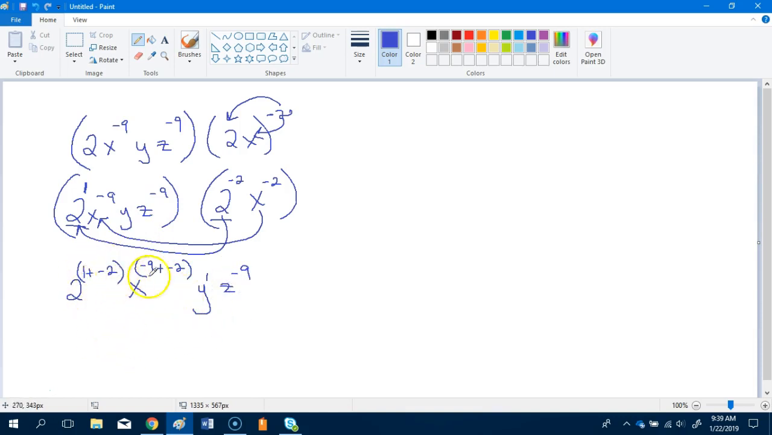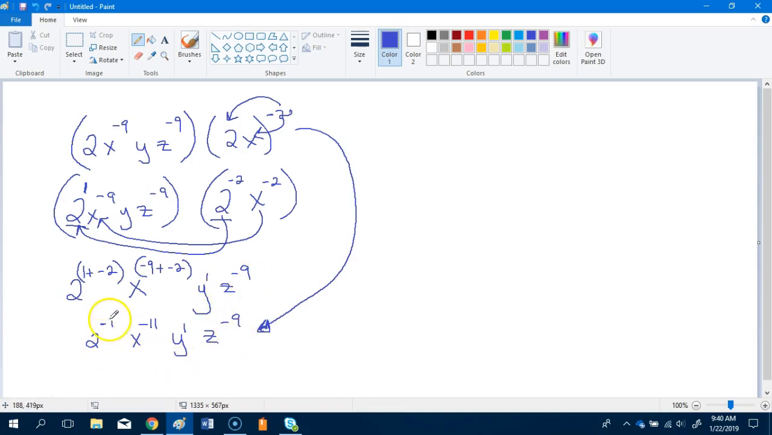Now I'll simplify the exponents. So 1 plus -2 will give me 2 to the power of -1. -9 plus -2 gives me -11. Y to the power of 1 and z to the -9. So I have gone from the first expression down to this part here where I've just removed the parentheses.